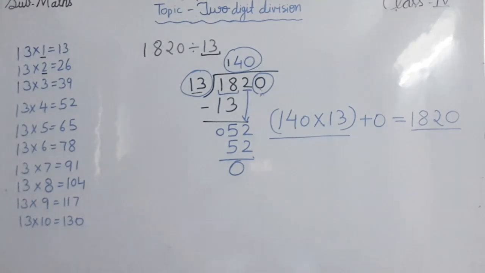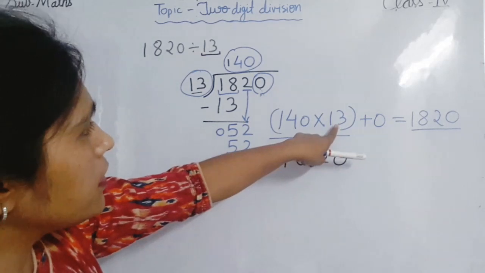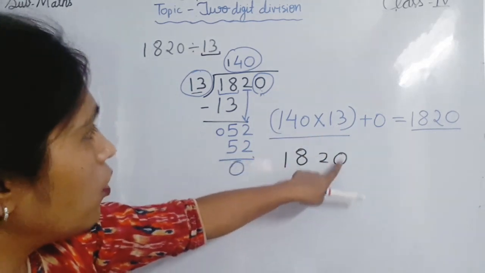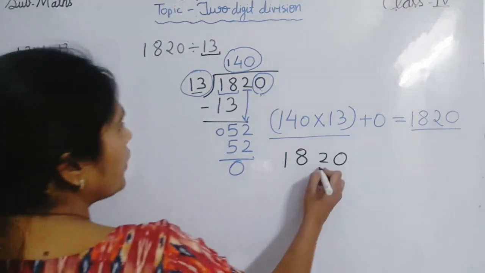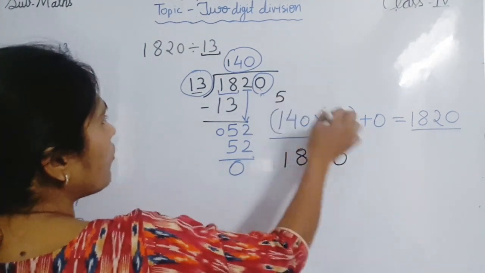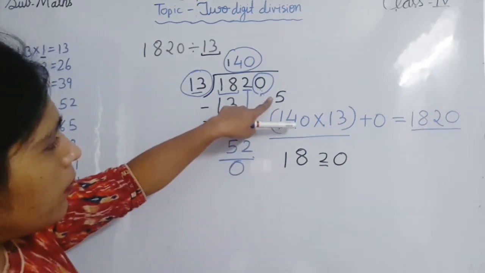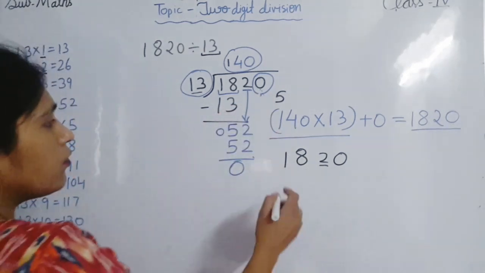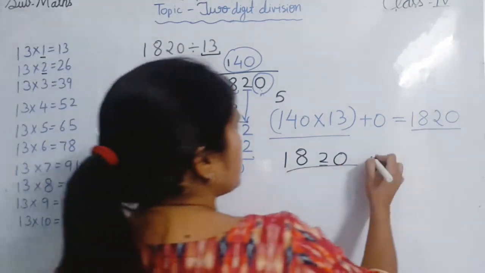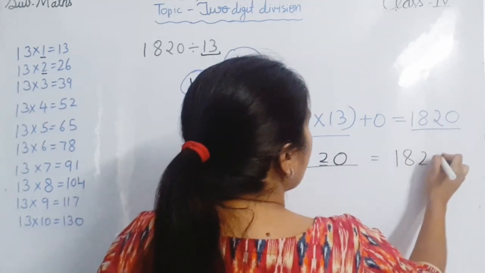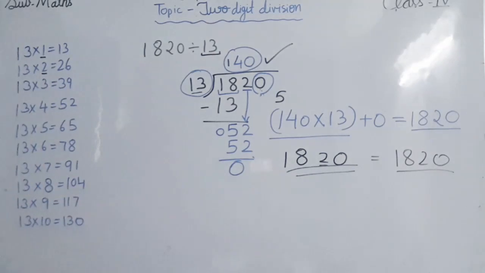If this statement is equal to the dividend, then it means your answer is correct. So when you multiply 140 by 13, 13 times 0 is 0. 13 fours are 52. 2 you write here, 5 goes for carry forward. 13 ones are 13, and 13 plus 5 gives 18. So this way you get 1820. This is equal to the dividend, so our answer is correct.